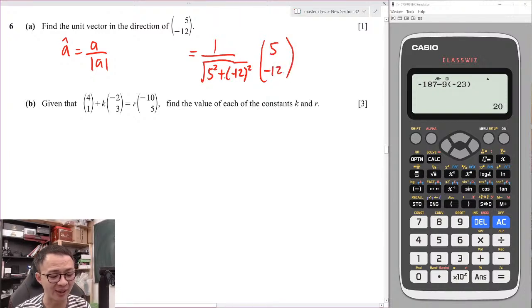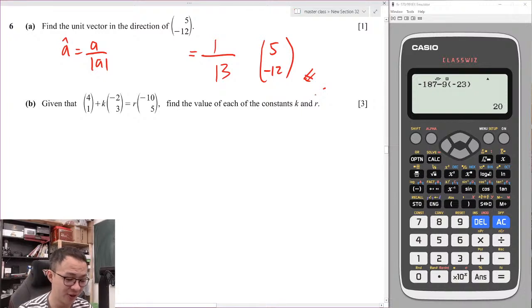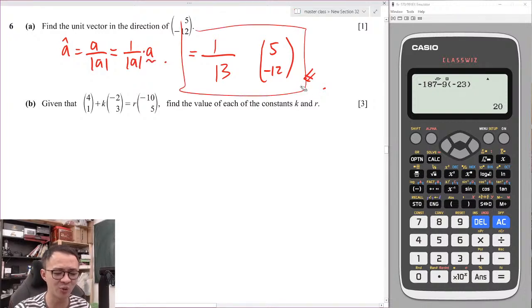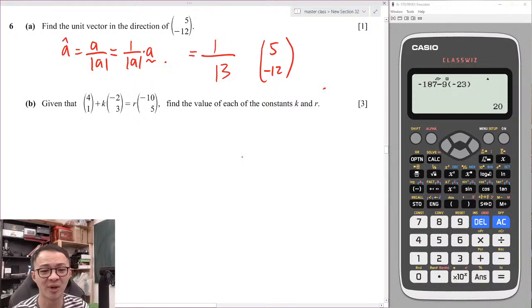You know this is Pythagoras, right? So this will give you 13. You just type in the calculator and you'll get 1 over 13 times the vector. Done. This is my answer. Just 1 mark. What I'm doing here is I separate them: 1 over magnitude of A multiplied by the vector A. This is how I get this answer. Because it's just 1 mark, I don't want to spend so much time on that question.